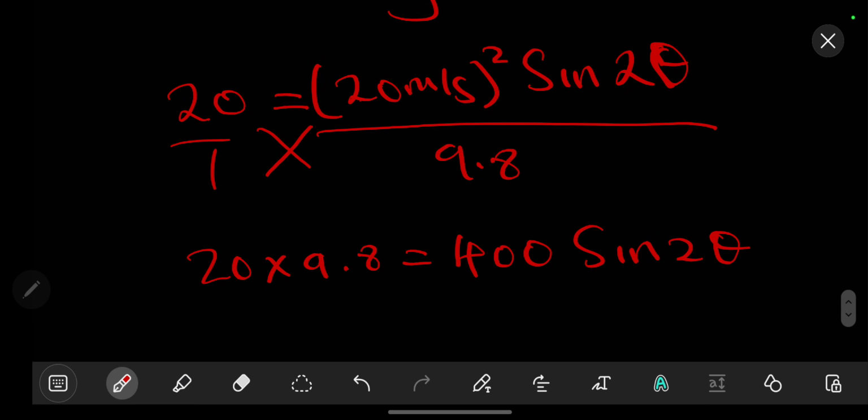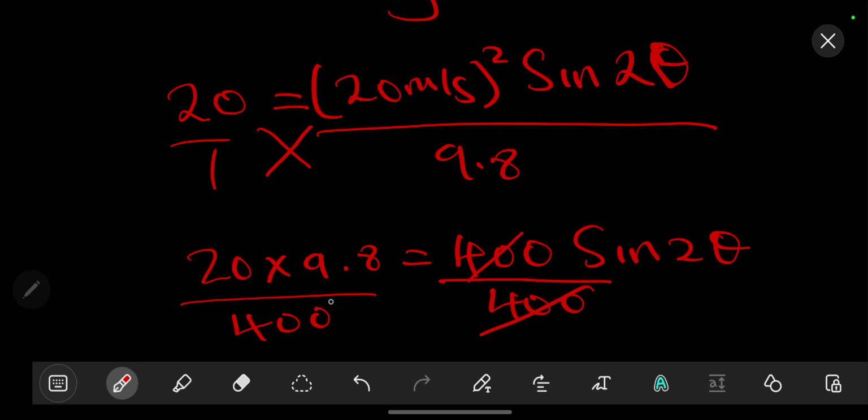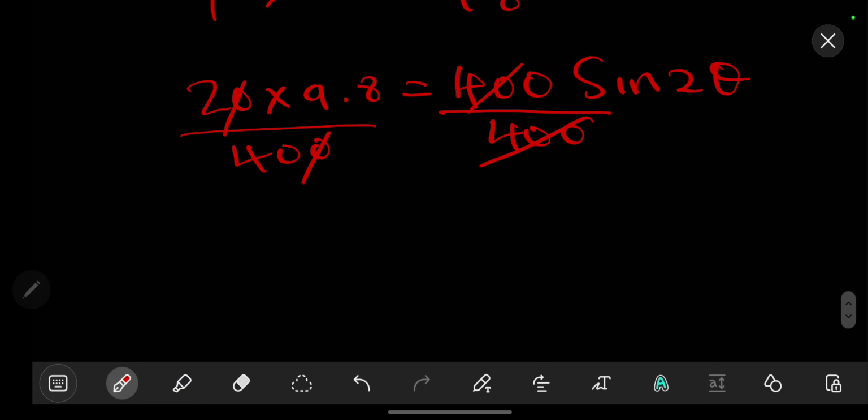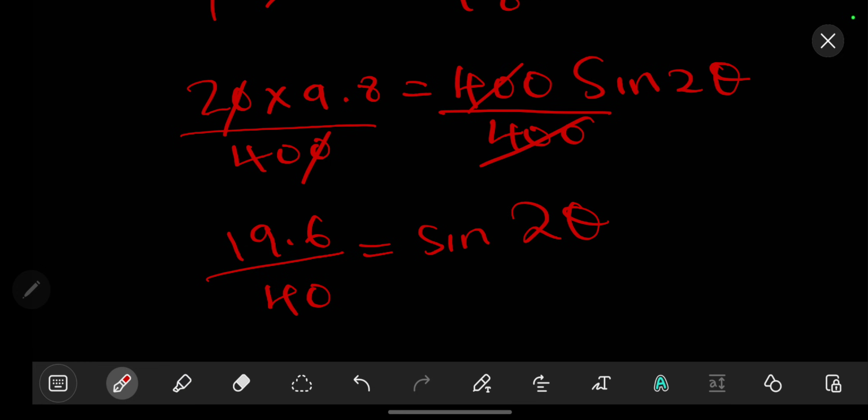What we are going to do is, let's just divide. So we have 400 over 400, so we can cancel. Then we are going to have 2 times 9.8, which gives us 19.6 over 40 should be equal to the sine of 2 theta.